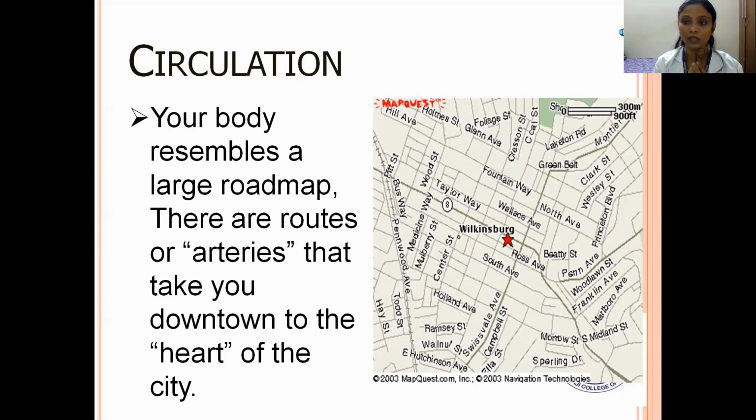So you all know the heart is the only thing which gives the complete circulation to our whole body. That's why it is called the larger road map, which gives routes to the arteries and veins down towards the heart of our city, which gives the complete blood supply to the circulatory system of our body.